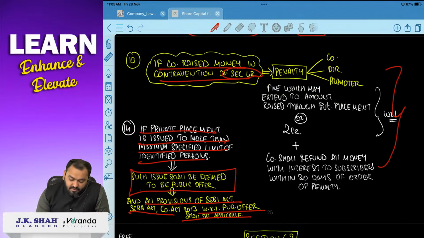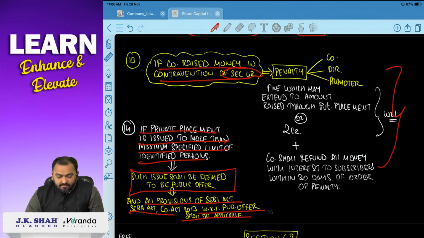Then if money is raised in contravention of section 42, there is a penalty. And if company has made a private placement issue to more than 200 persons, it shall be treated as a public offer, and all the provisions of public offer shall be applicable on such company. Easy. Private placement is over. You know what? Whatever is there in your module is covered. After reading this, you should read your module. It's done.